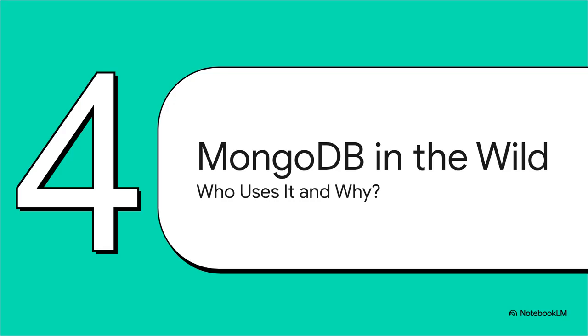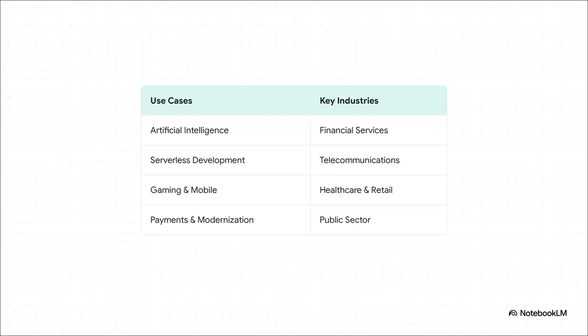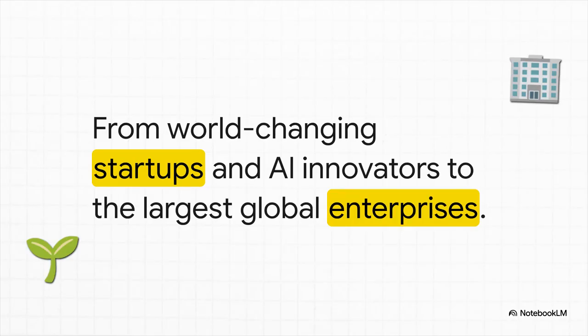Okay, so this all sounds great in theory, but where does this technology actually show up in the real world? Let's take a look at who's actually using MongoDB and what they're building with it. I mean, just look at this. The sheer variety of who uses it is incredible. It's running AI applications, it's powering massive mobile games, it's processing payments for huge banks. This diversity is the ultimate proof of that core concept of flexibility. It's a tool that can solve a whole lot of different problems for a whole lot of different people. And we're not talking about some niche little tool here. It's trusted by everyone from the fastest-moving startups that are inventing the future of AI, all the way to massive global companies that absolutely cannot afford any downtime.